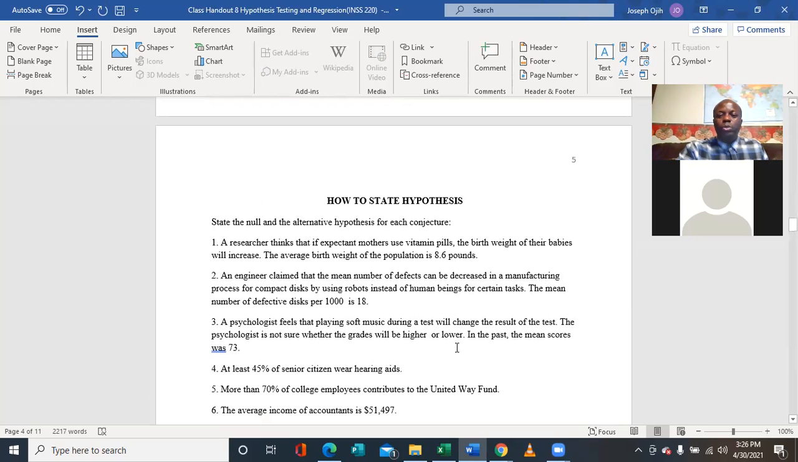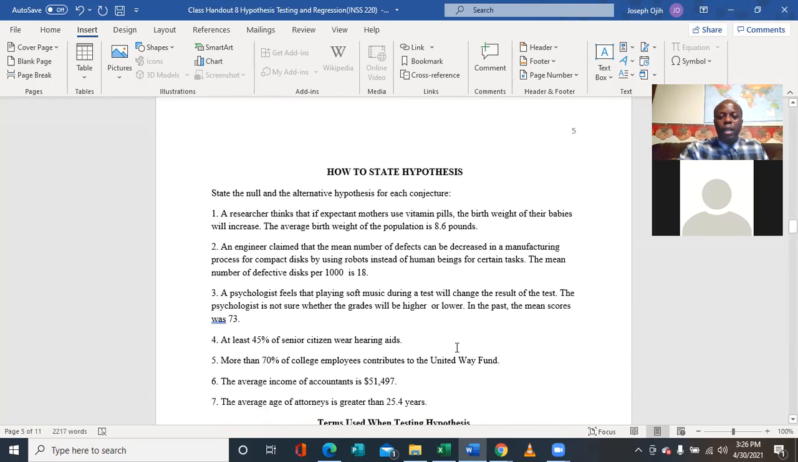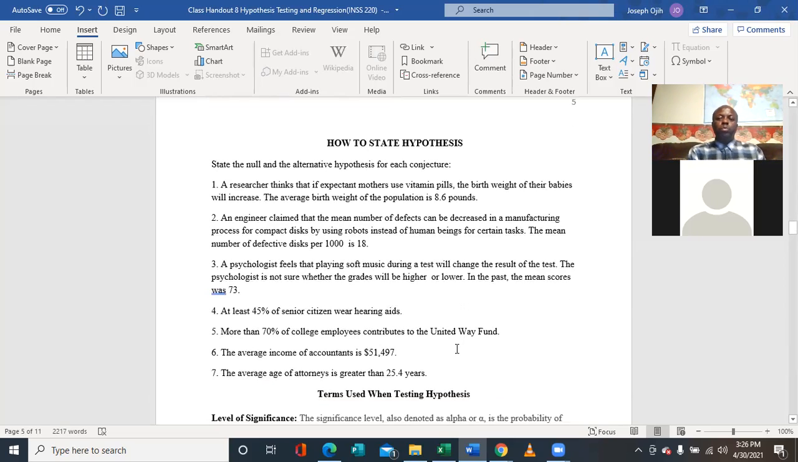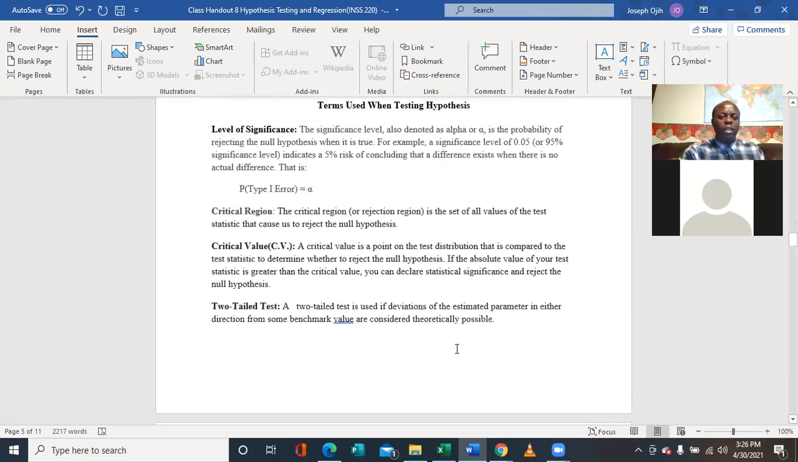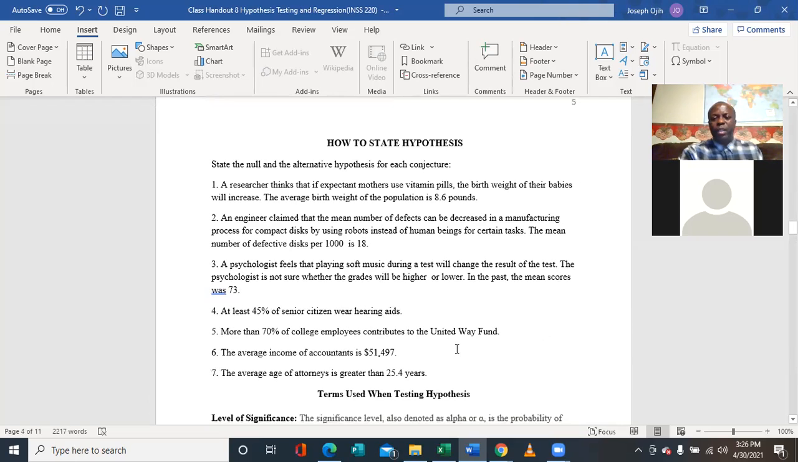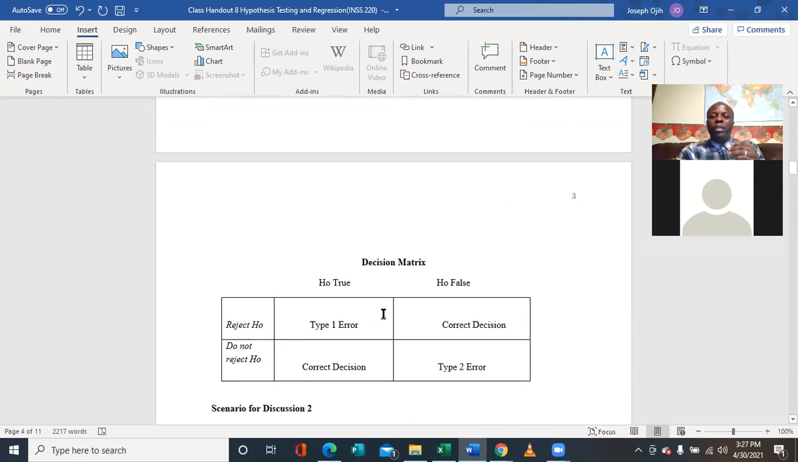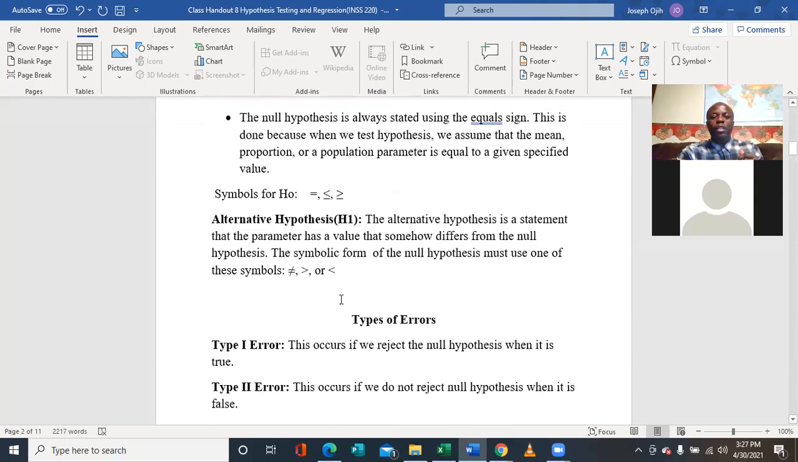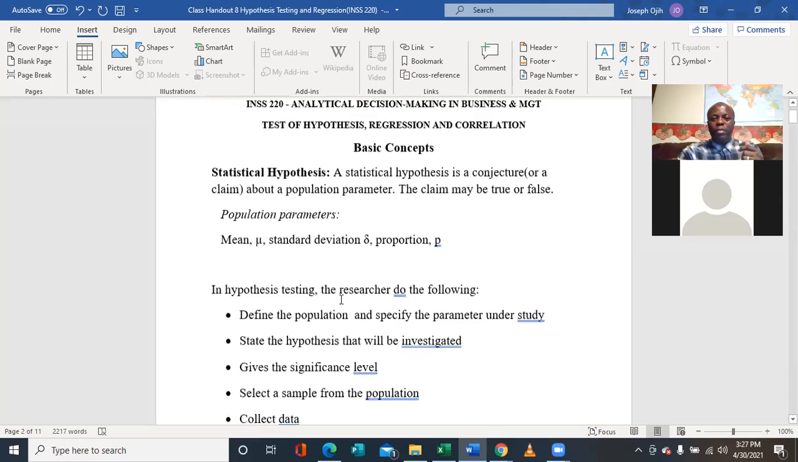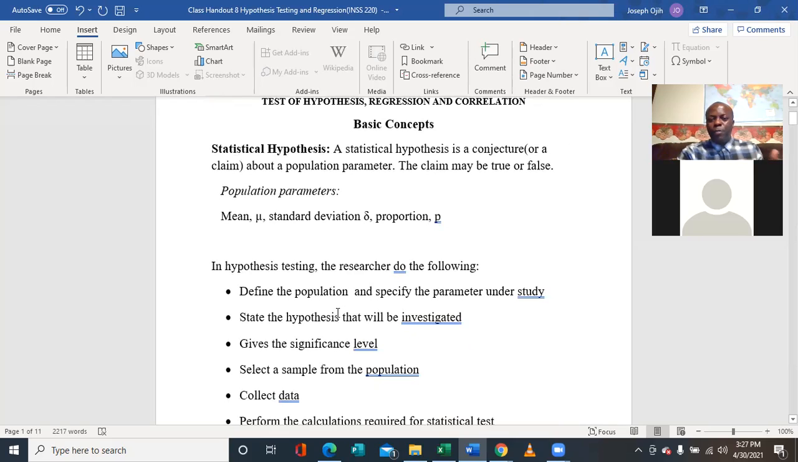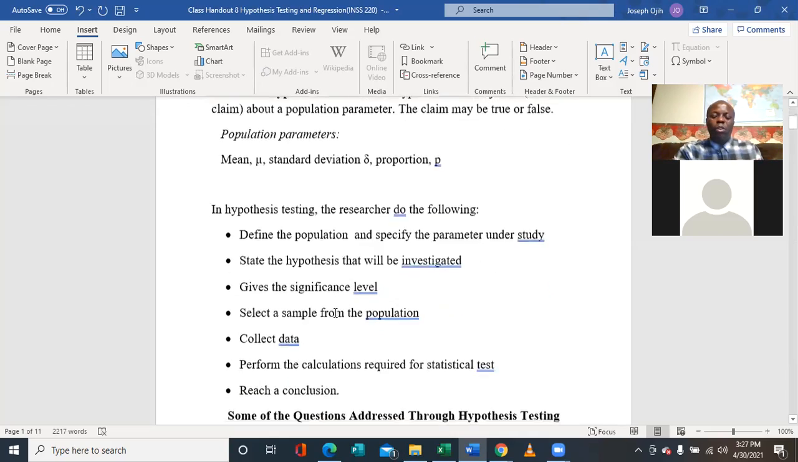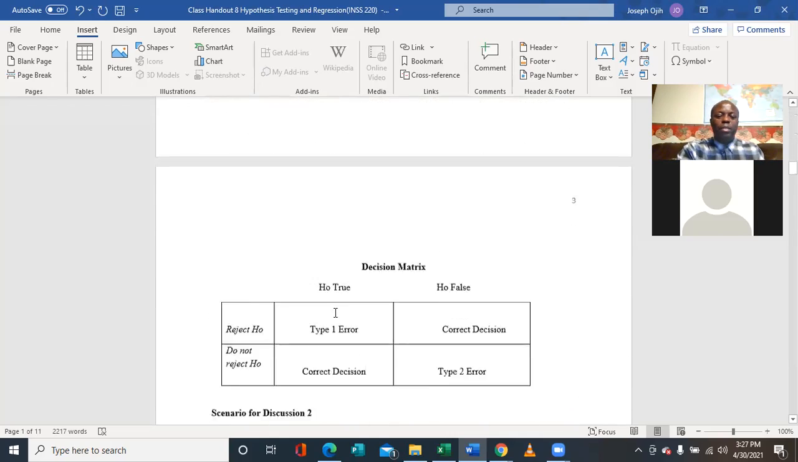Now we can look at how to state hypothesis. To understand this better, we need more information. This is basically where we are today: how to state hypothesis, since we now know the type 1 and type 2 error, and we understood the types of hypothesis we have, and also the kind of test, the type of problem we use hypothesis testing to solve. So let us see how to test the hypotheses themselves.